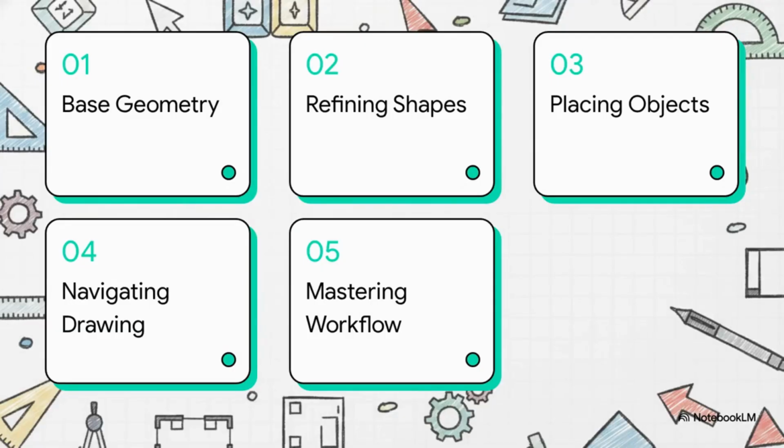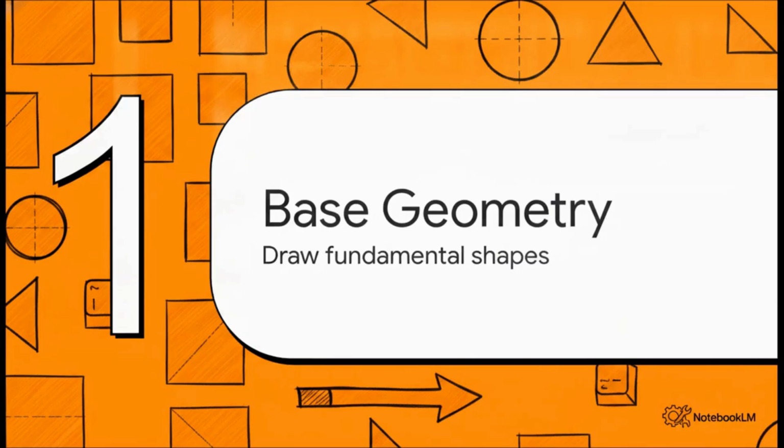To get you up to that speed, we're following a super logical 5-step workflow today. 1. Creating your base geometry. 2. Refining and modifying shapes. 3. Manipulating and placing objects. 4. Navigating your entire drawing. And 5. Mastering your new workflow. Let's start right at the beginning. Step 1. Creating your base geometry.